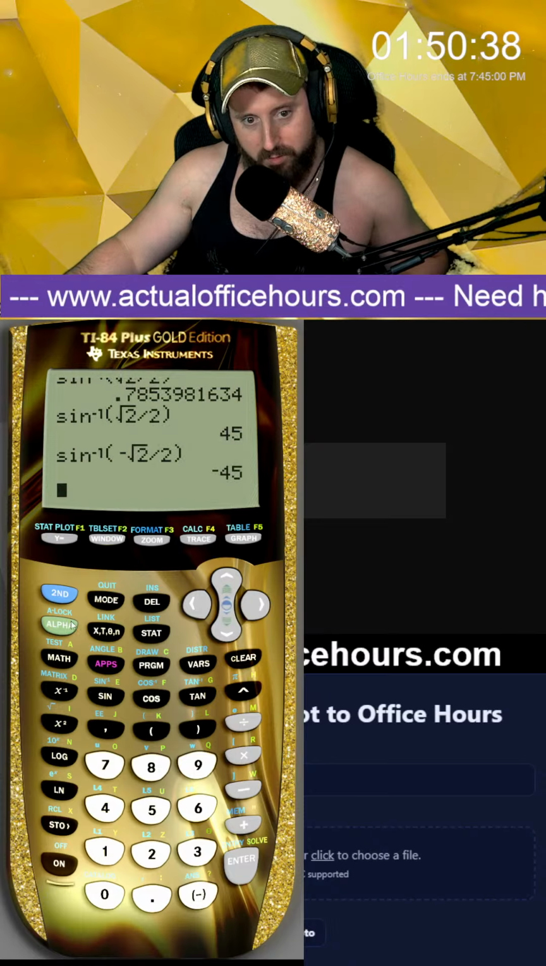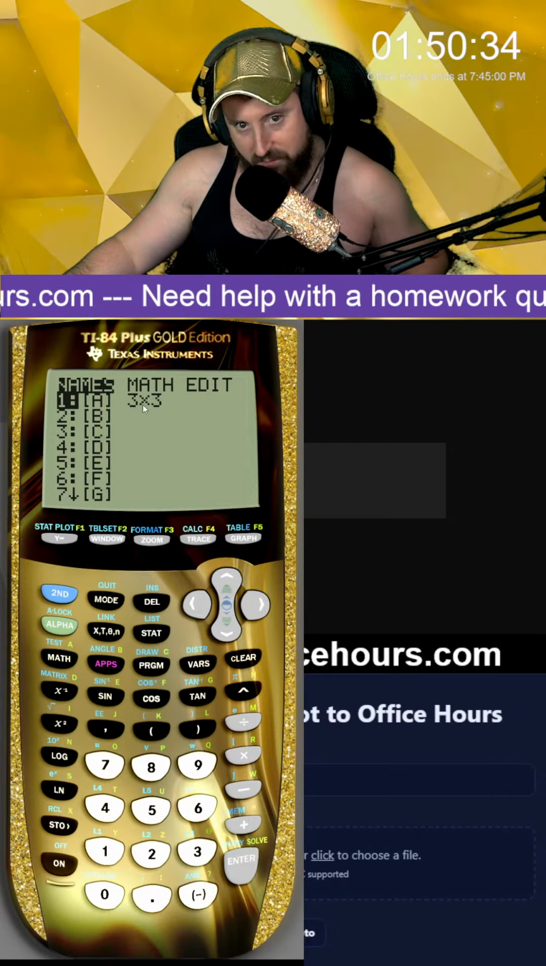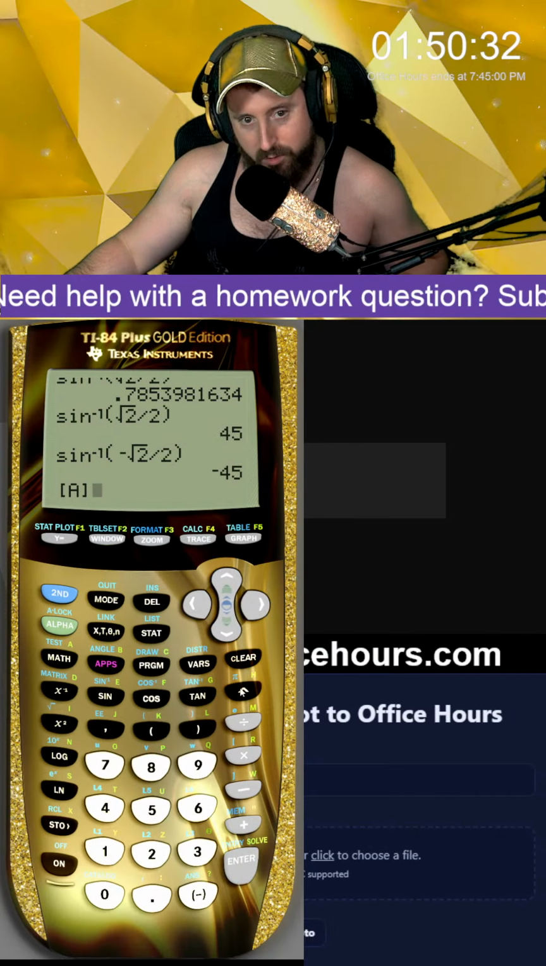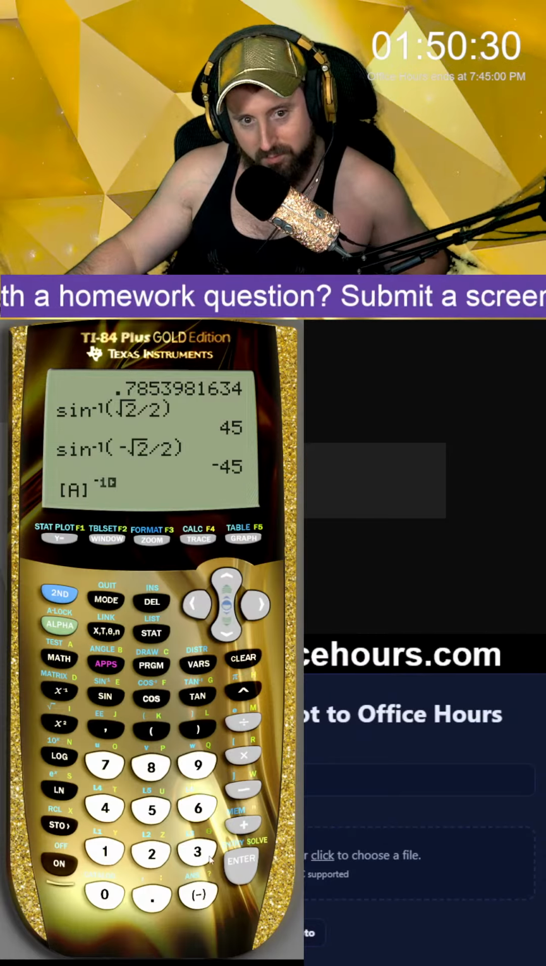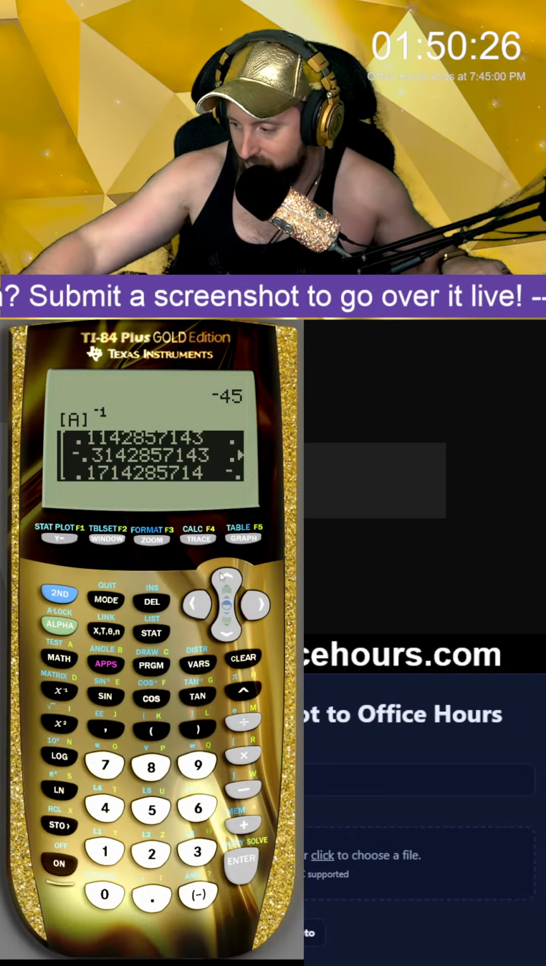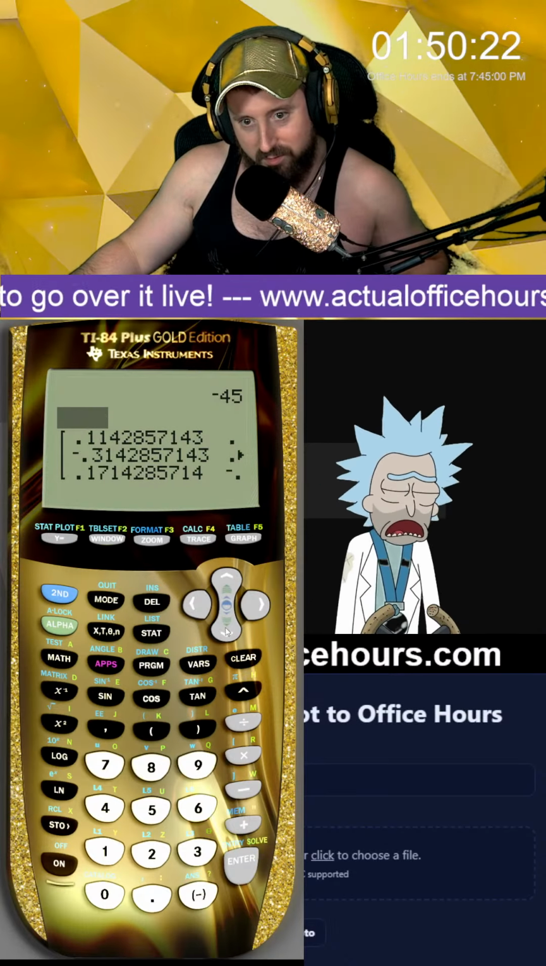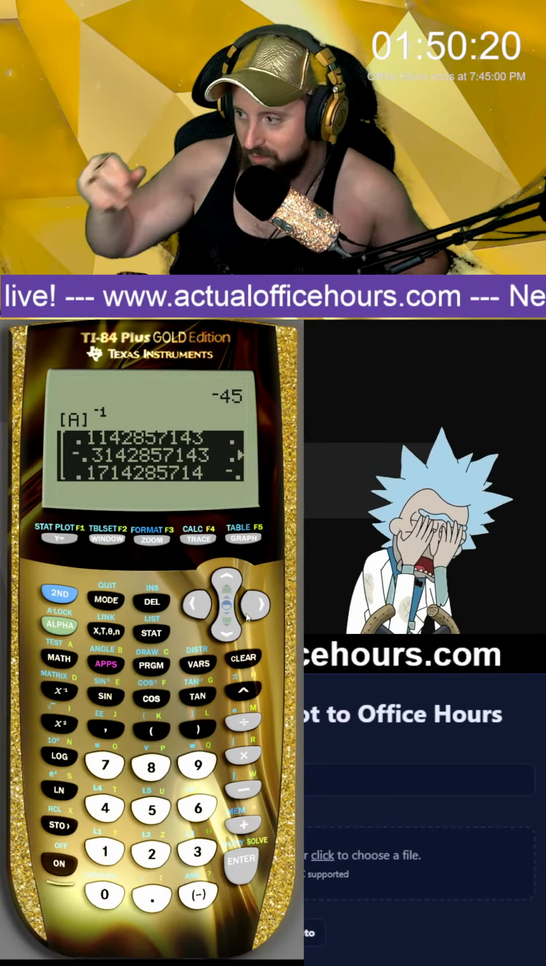And then here's the beautiful thing, dude. Just go to your main home here. Go second matrix. Matrix A is the 3x3 we just created. And you literally just raise it to the negative 1. And there you go. Look at that hot garbage. That's terrible, dude. Yeah, dude, this sucks. This is not a fun matrix to invert.